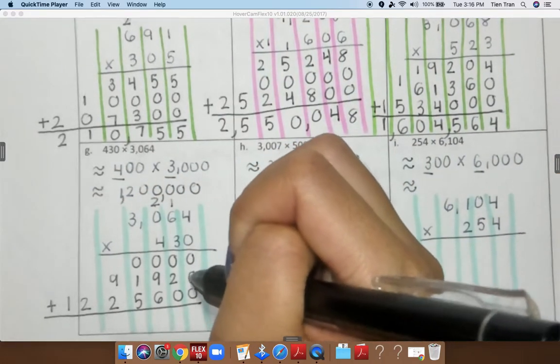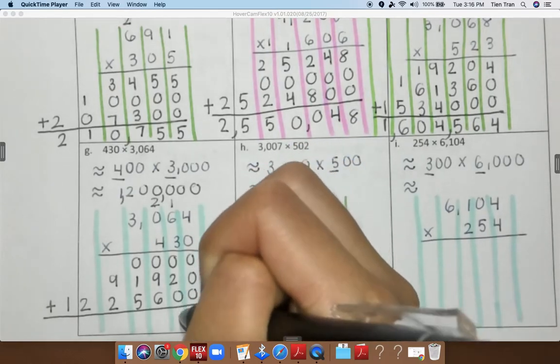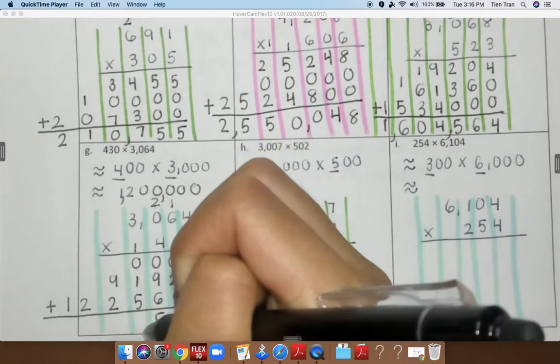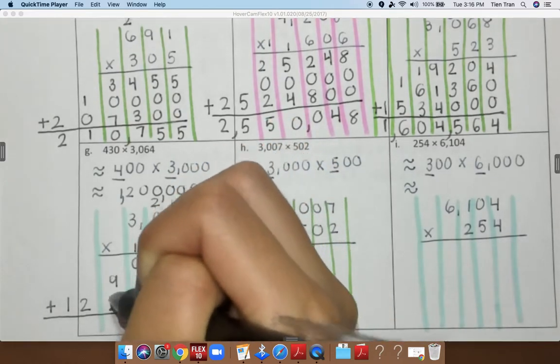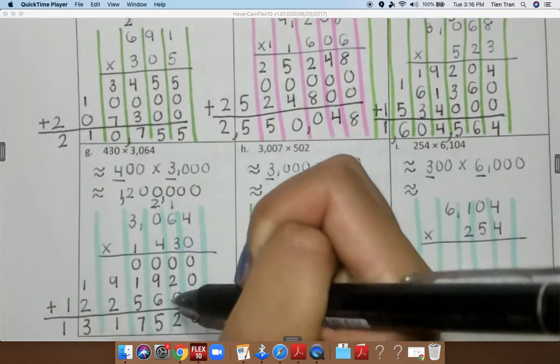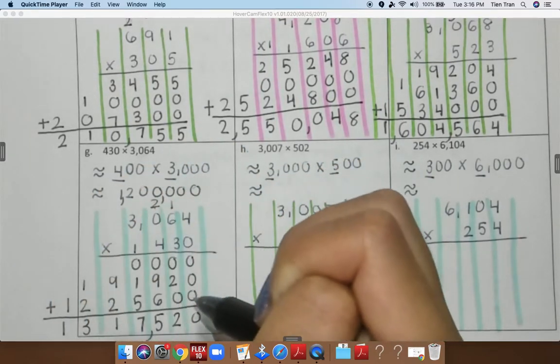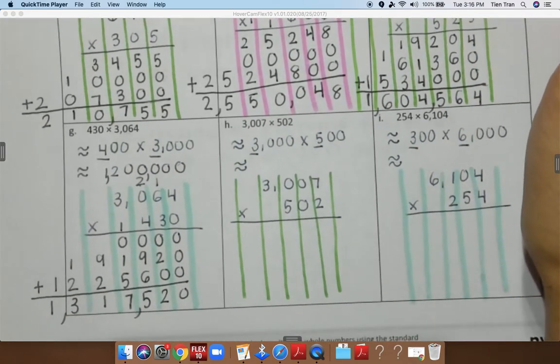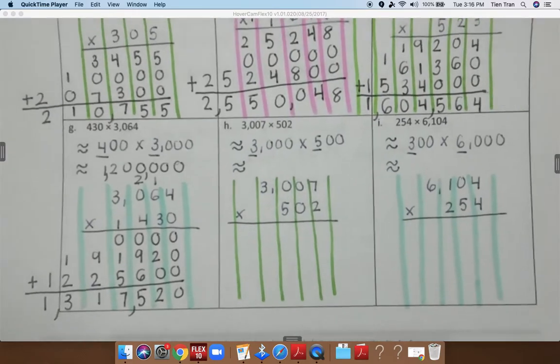0 plus 0 plus 0 is equal to 0. 2 plus 0 is equal to 2. 9 plus 6 is 15. 5 plus 1 plus 1 is equal to 7. 9 plus 2 is equal to 11. 2 plus 1 is 3. Bring down my 1. So my final answer is 1,317,520. Now we are on problem H.